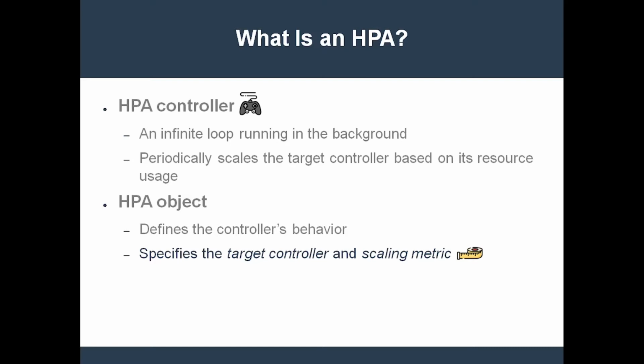The target controller is usually a deployment or replica set to be auto-scaled. The target resource usage value is the metric that the HPA should scale by. The HPA will observe the pod's recent metrics and scale the number of pods up or down so that their metrics meet the goal.